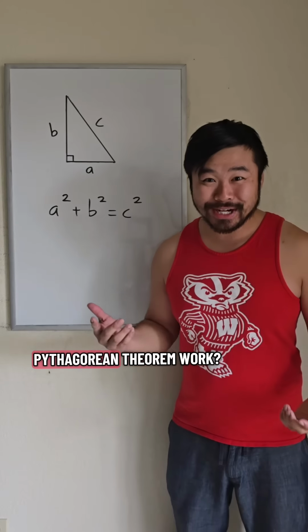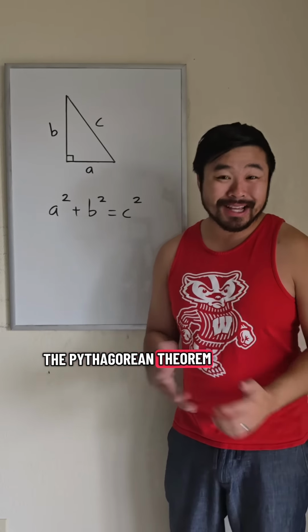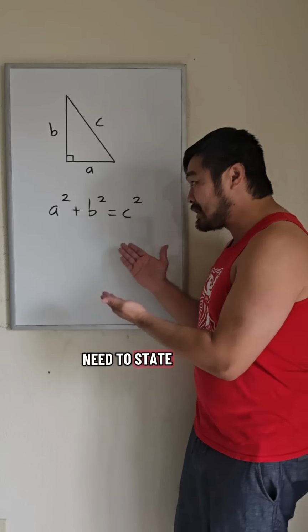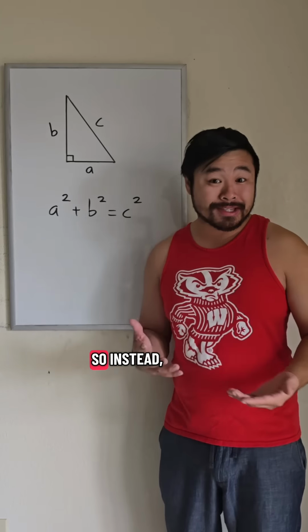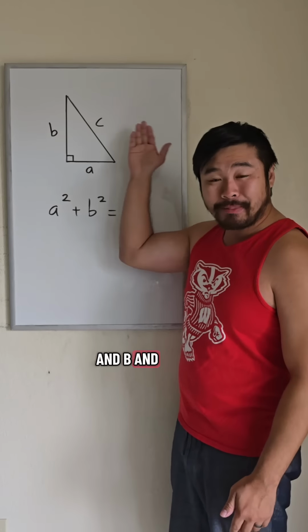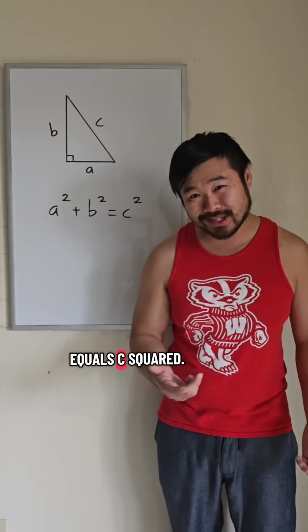Why does the Pythagorean theorem work? Let's find out. First, the Pythagorean theorem isn't just a squared plus b squared equals c squared, because we actually need to state what these variables represent. So instead, we can say, if we have a right triangle with legs a and b and hypotenuse c, we have the relationship a squared plus b squared equals c squared.